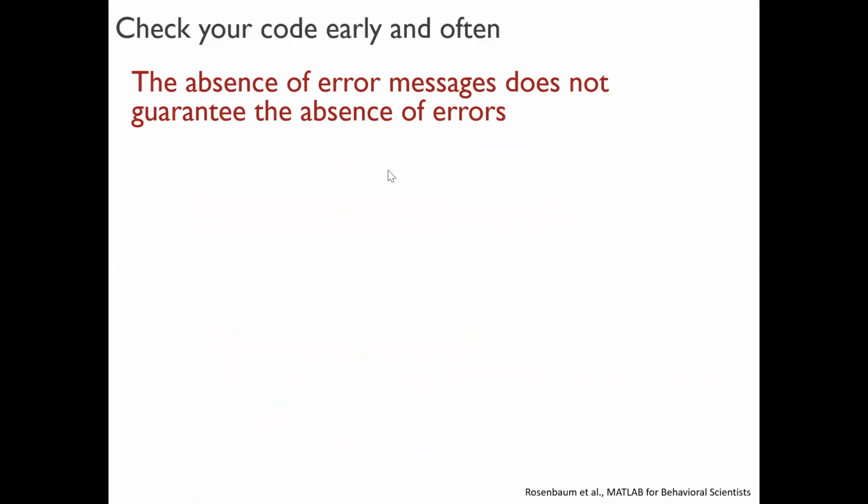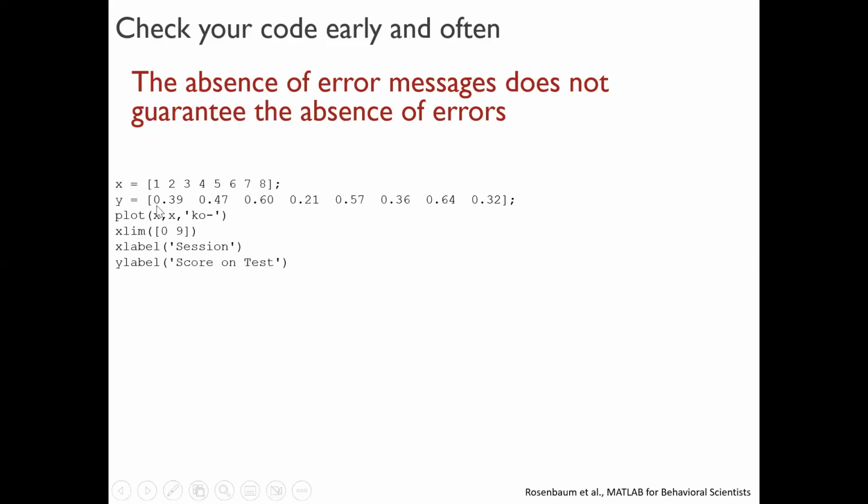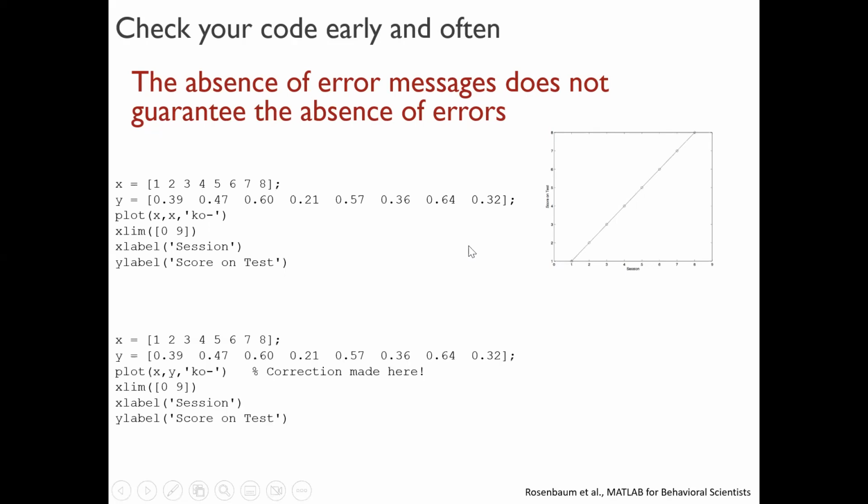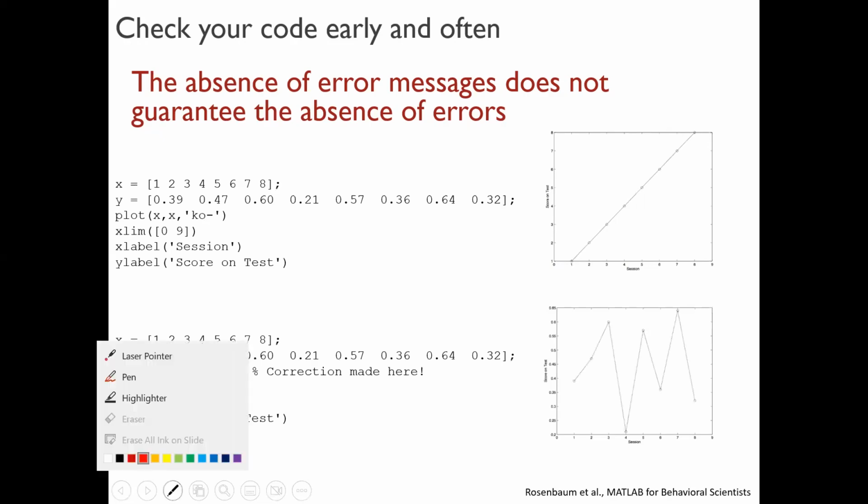Okay. So you always want to check your code, and one key principle here is that just because you don't have error messages, that does not guarantee that your code is correct. So here are two examples. Here I have two variables, x and y, and I want to plot x versus y. Right? So this is actual MATLAB code here. And from this code, I get a figure that looks like this. Okay? So you can run the code, you don't get any errors, but it produces a figure. Okay? However, there's a problem here. And that problem is that in the first block of code, let's see if I have this here.